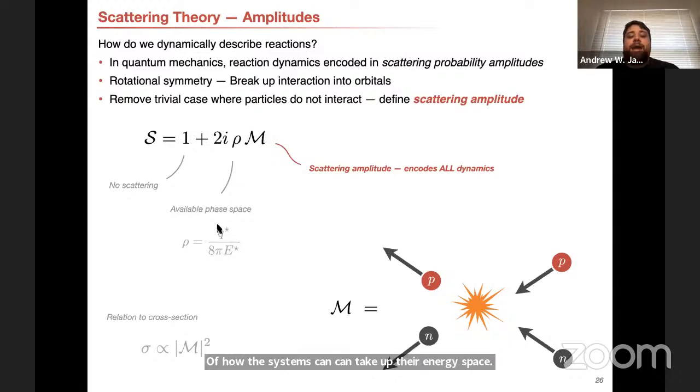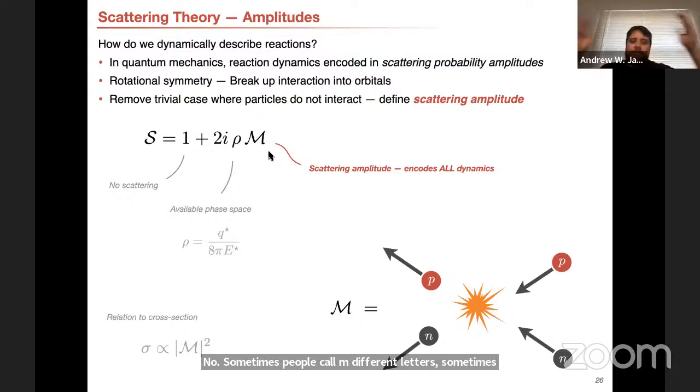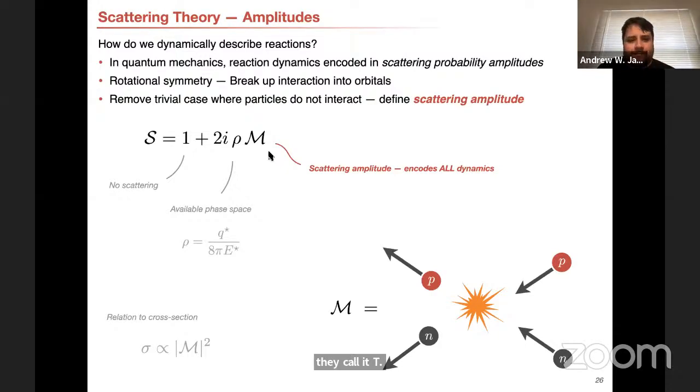The scattering amplitude M is the same object that's related to the cross section. So in the cross sections, you remove the cases where the particles don't interact, because again, that's not the interesting case, and that's not what you're measuring when you measure such cross sections. So this is where this M appears in actual reaction data. Note, sometimes people call M different letters. Sometimes they call it T, A, R, and so on. Just know if you see this in the literature, you may see it by different names, but here we'll just stick with the scattering amplitude M.